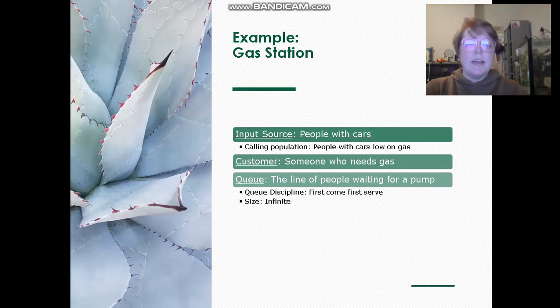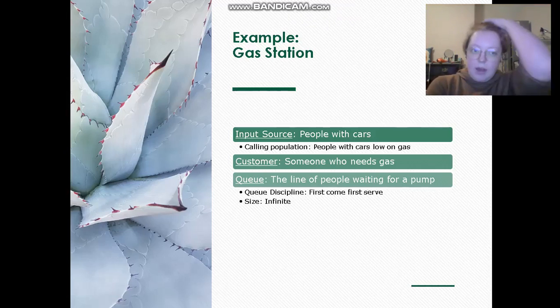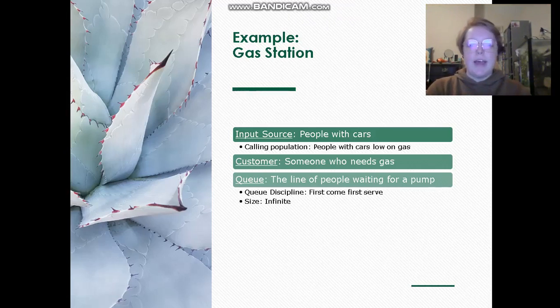And this line is going to be first come, first served. You don't cut in line at a gas station, and your need for gas does not determine when you're served. It is only your arrival time. And then, of course, this line can technically be infinite. The gas station is not going to turn away people based on how long the line is, though people may leave depending on how long the line is, but we don't account for that. So technically, the line can be infinite here.